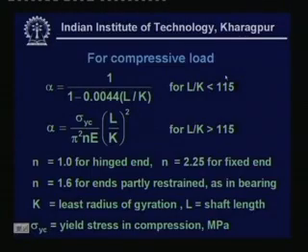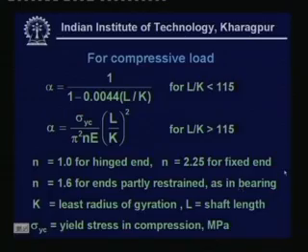Now, when it is more than 115, this particular equation of alpha has a resemblance with the Euler buckling formula, and you can see this n value has different values depending upon the end conditions. So, n is 1 for hinge type of end, n is 2.25 for fixed ends, n equals 1.6 for ends partly restrained.